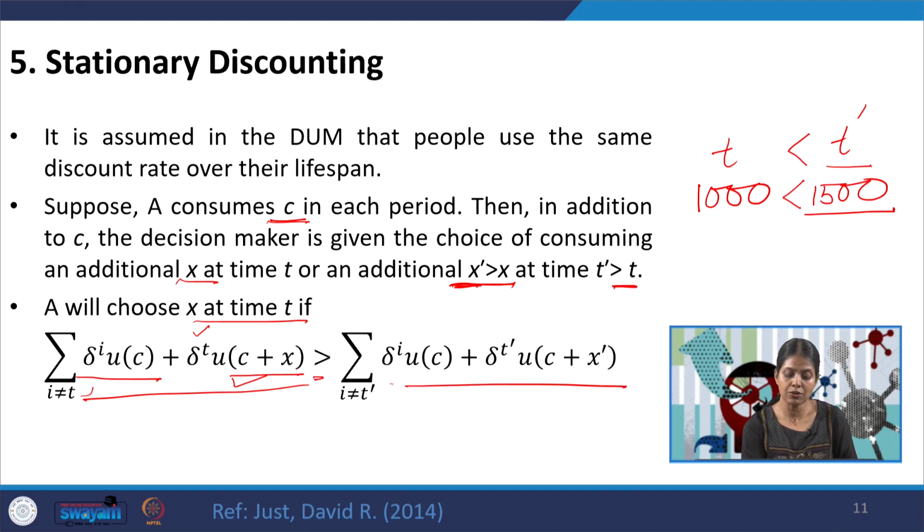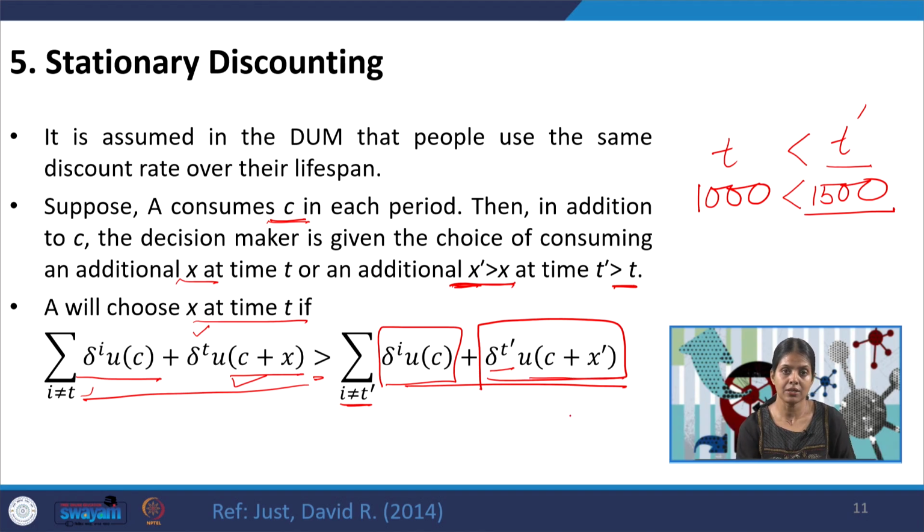This actually includes all consumption that would be coming forward as well as the present consumption summed up, excluding the consumption in period t prime, and then the consumption in period t prime multiplied by its discounting factor, or the consumption in period t prime discounted to the present. So this is also the present value considering t prime. This is also the present value of consumption considering the option of consuming C plus x in time t. So if this is greater, then A will choose x at time t.